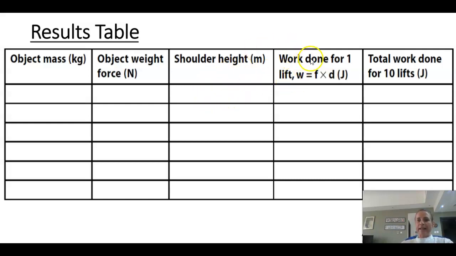Then you are going to calculate the work done for one lift. So the force that you've calculated, multiplied by the distance, which is your shoulder height. Then you are going to multiply that by 10 to get it for 10 lifts. So I want you to do that for 1, 2, 3, 4, 5 different objects, please. Don't injure yourself.